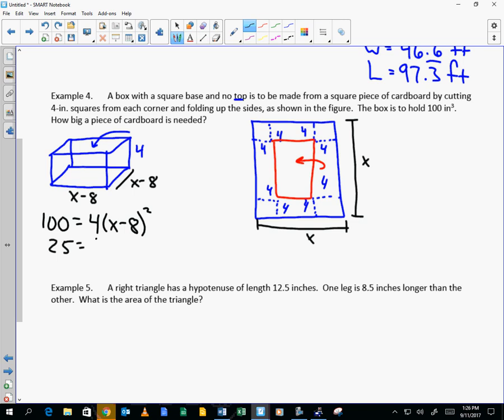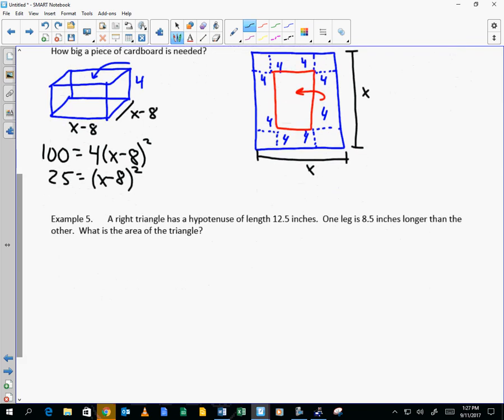25 equals x minus 8, quantity squared. It's okay. Now what? Okay, so if I square root, I get plus or minus 5 because I'm solving for x, so I have to account for 2 solutions. Equals x minus 8. Add the 8, and I get x is 8 plus or minus 5. So what are my solutions? So are they both possibilities or just one a possibility?